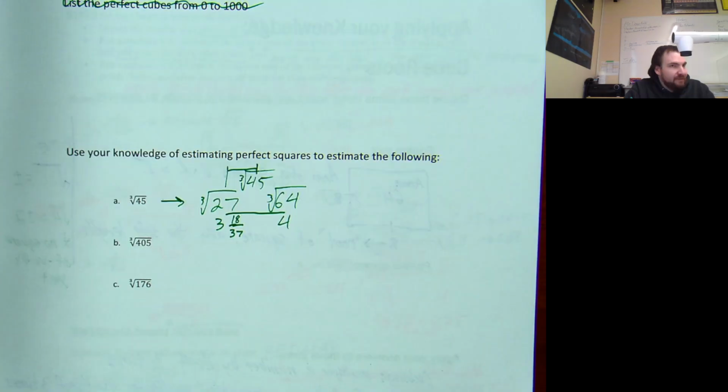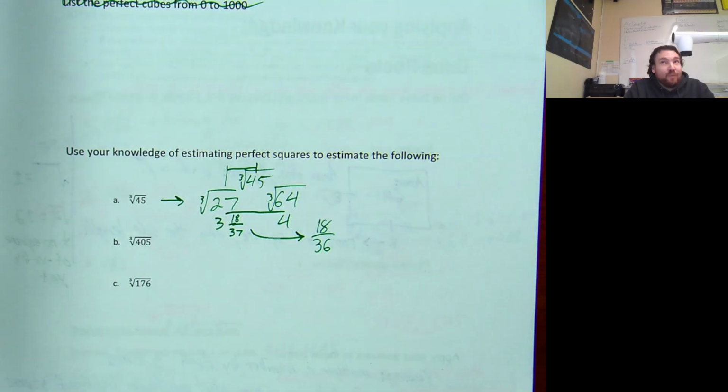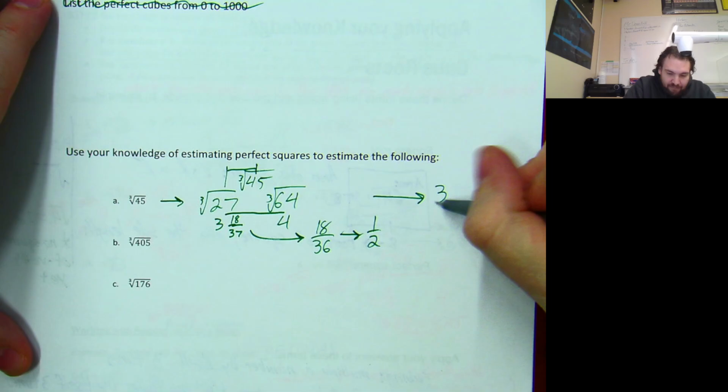Obviously, no. So let's massage this fraction. 18 over 37 is real close to a real nice fraction: 18 over 36. Why is that such a beautiful fraction? Because 18 goes into 36 twice. So this fraction is going to reduce to, not 2, a half. There it is. Which means our estimate then is going to become 3.5.